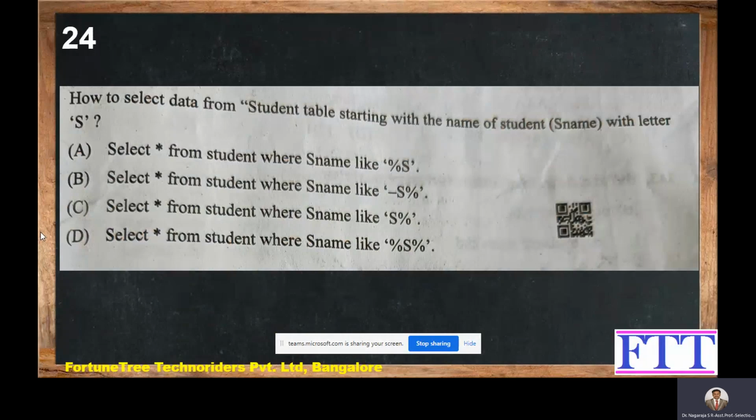So option C is the right answer here. Starting with the S letter followed by any letters. Any letters is replaced with a mod operator. So obviously option C is the right answer.